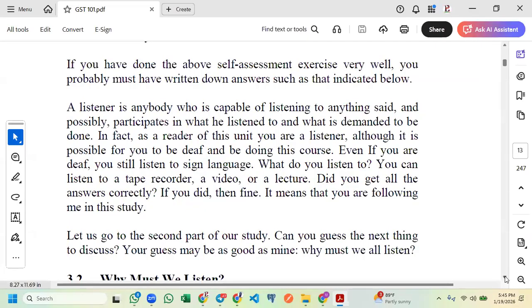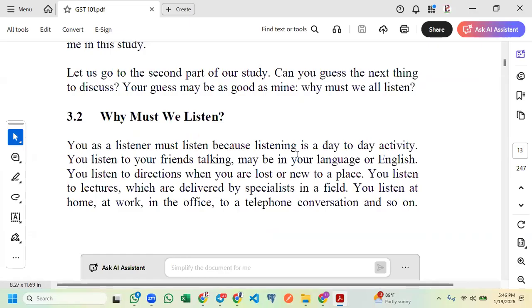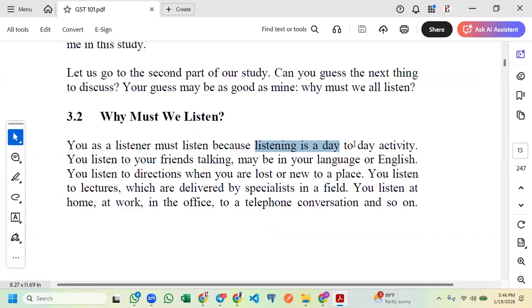And then why do we listen? We listen because listening is a day-to-day activity. That is a short answer. When you see it in the exam, that is the option you have to choose. Why do we listen? Option A, option B, and C. You will see them there. The option that says we listen because listening is a day-to-day activity. That is a short answer.